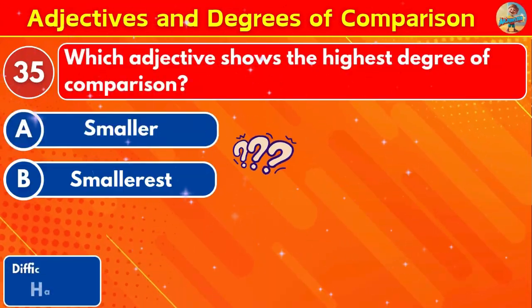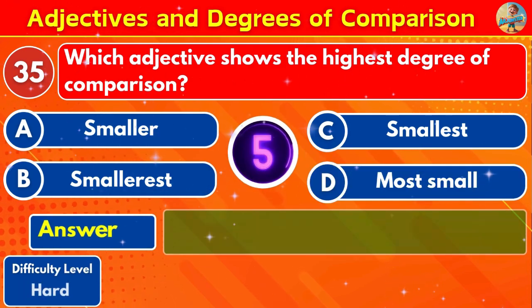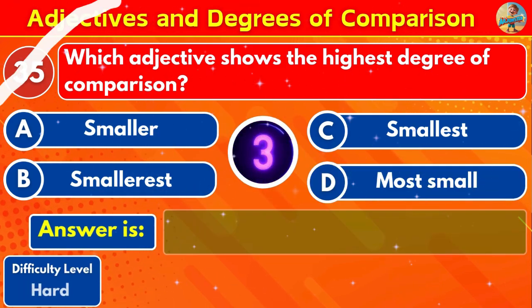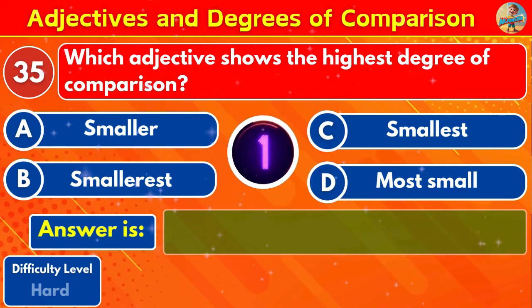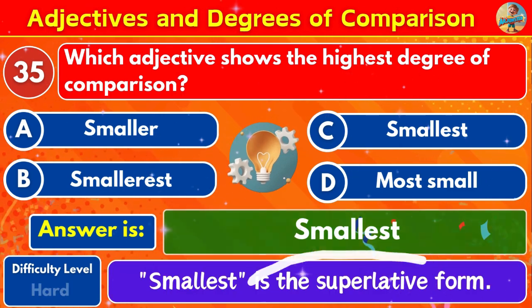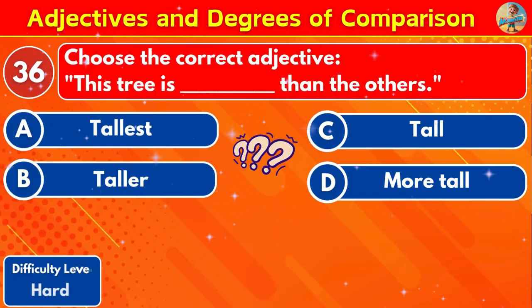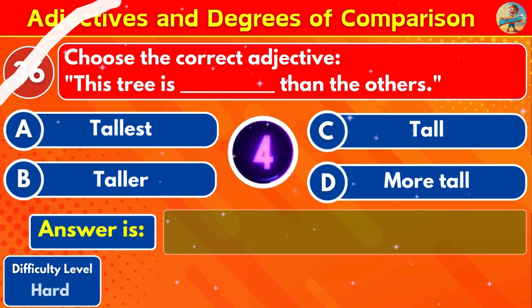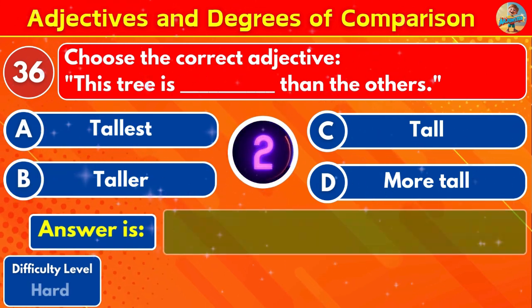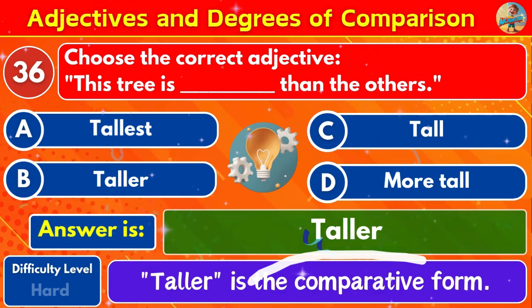Question 35 is, which adjective shows the highest degree of comparison? Answer 35 is, smallest. Question 36 is, choose the correct adjective. Answer 36 is, taller.